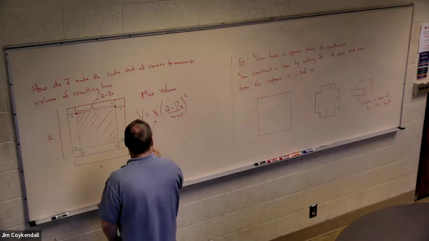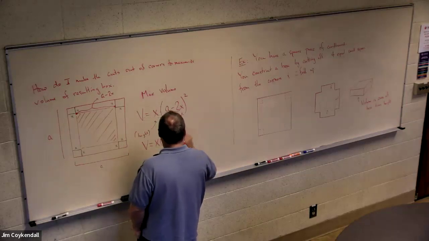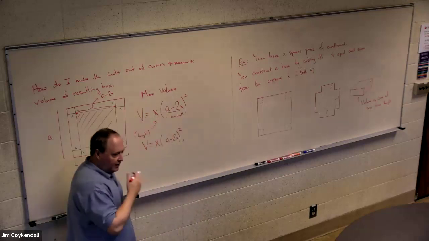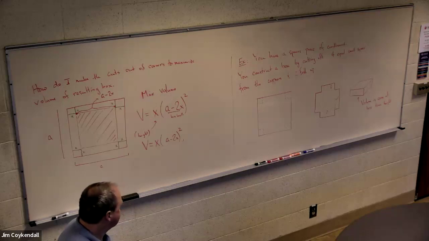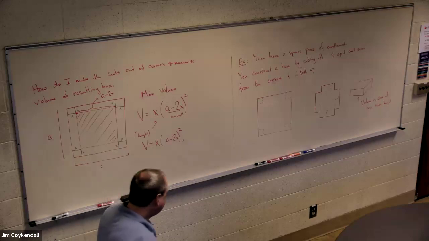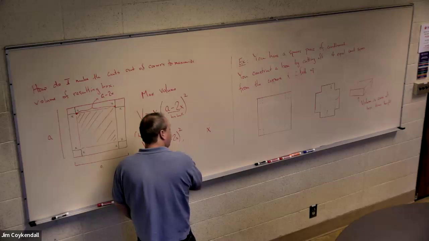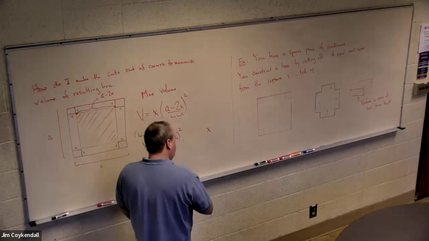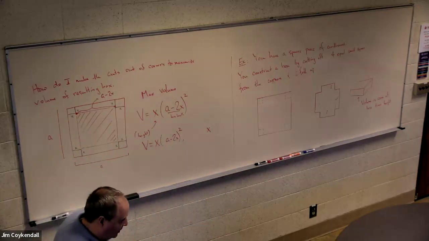So I've got volume is X times A minus 2X, squared. What should I consider now? All right, but don't forget your playground. Once you have your function of one variable, it's very important, I think, to record what values of X are appropriate to this problem.